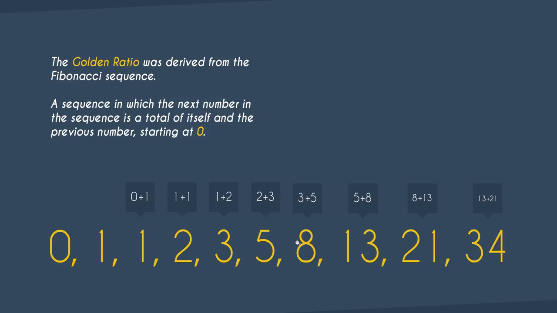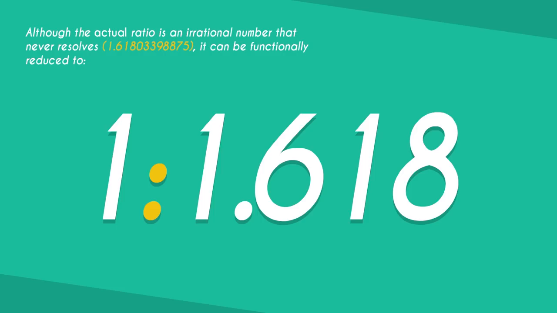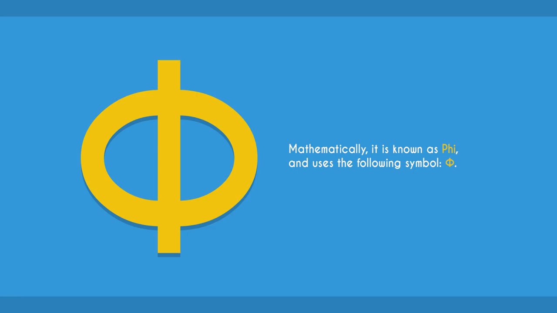The reason this is important is because it determines a rate of growth that is, first of all, sequential, but second of all, inherently pleasing to the eye. Although the actual ratio is an irrational number that never resolves. So the first 10 digits is 1.618033988875. Functionally, it can be reduced to 1.618. So the golden ratio is 1 to 1.618. And that's the rate of growth of an object which is pleasing to the eye inherently. Mathematically, it's known as phi and uses this circular symbol with a line through it.